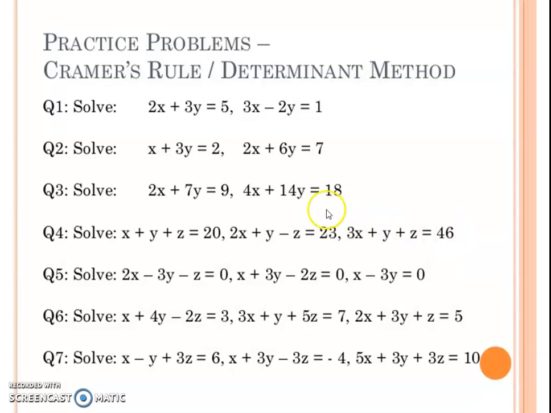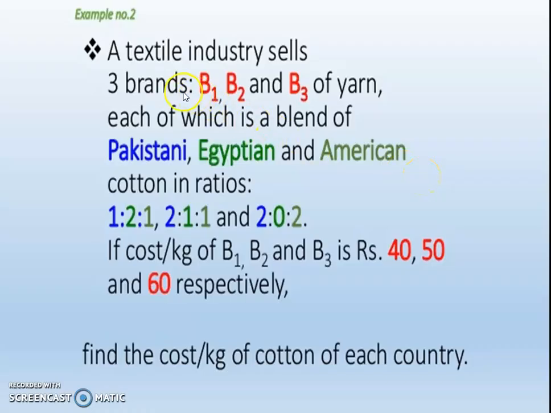For homework, you must note down the practice example for this. A textile industry sells 3 brands, B1, B2, B3, Pakistan, Egypt, American, and the ratio is given. You have to solve and find the cost of this example by Cramer's rule.